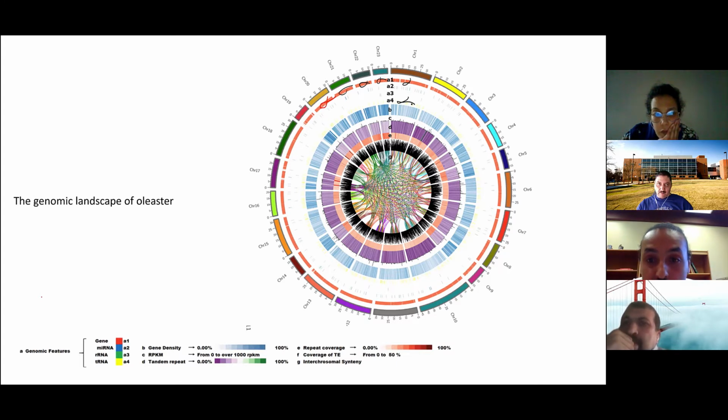In B, that's the gene density that we talked about. The darker the color, the higher the density. If you look at, for example, chromosome 19, it's a really small chromosome, but really dense in terms of genes.